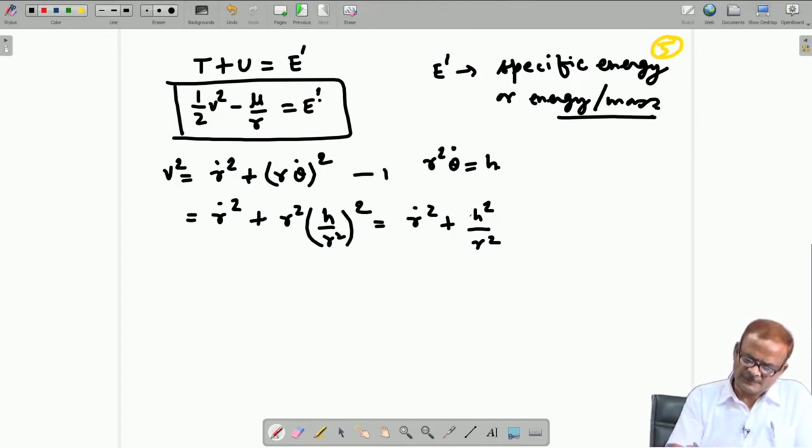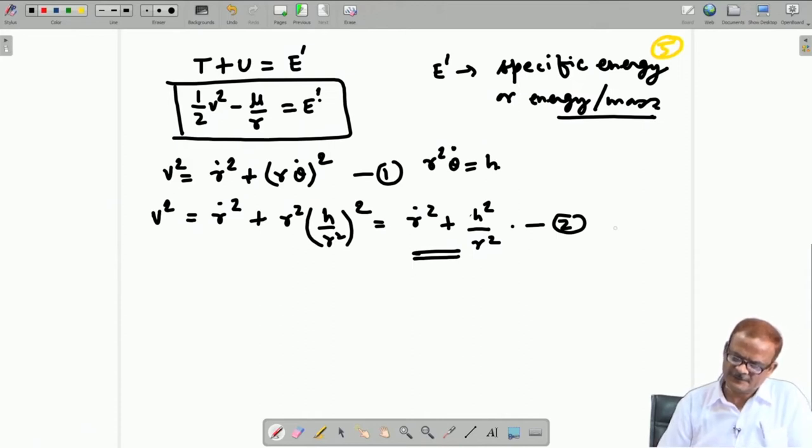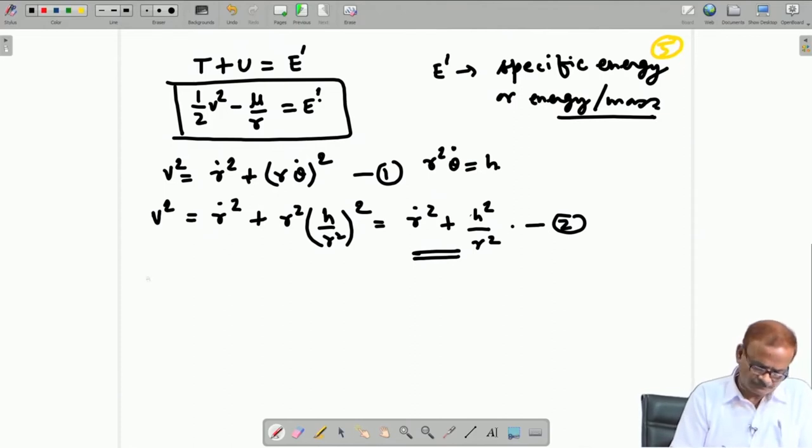So, this is our relation number 1. If you remember, we had this one, on the right hand side we had a certain quantity plus one constant C which we were utilizing. Now, we will evaluate R and R dot, and if we insert them here, we will be able to evaluate this E prime.